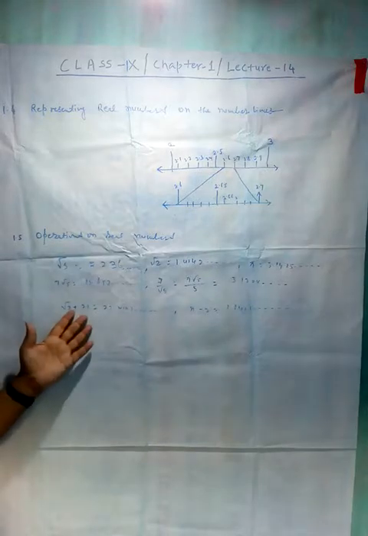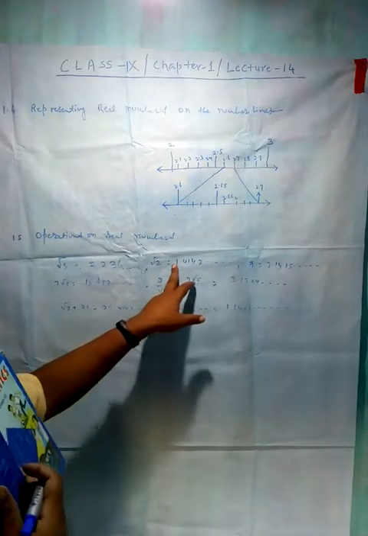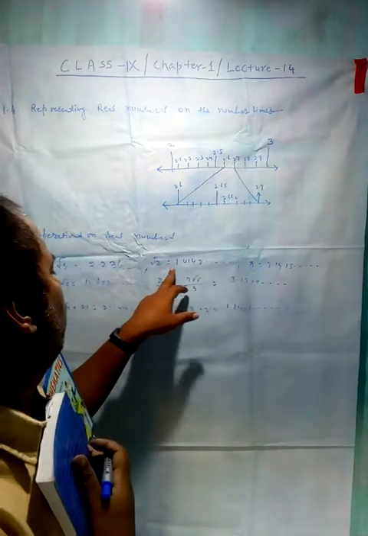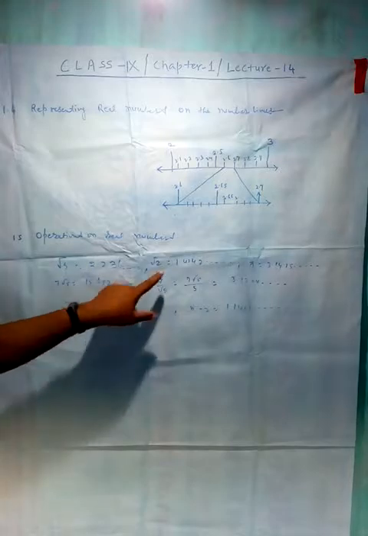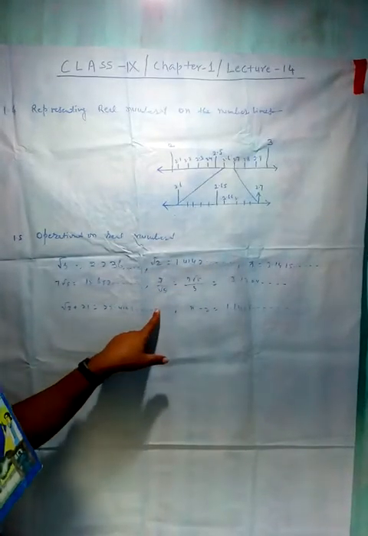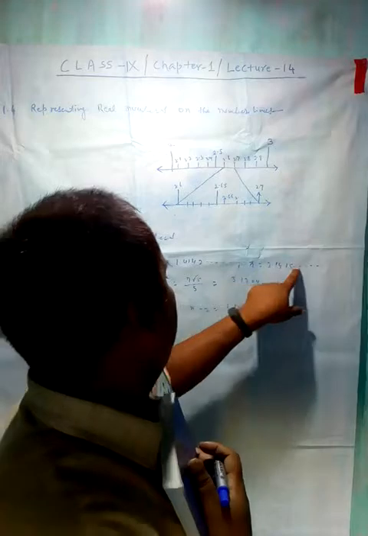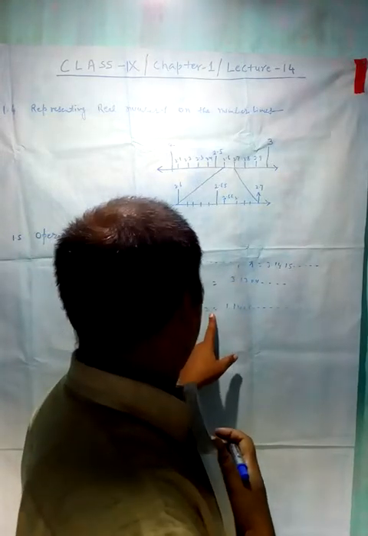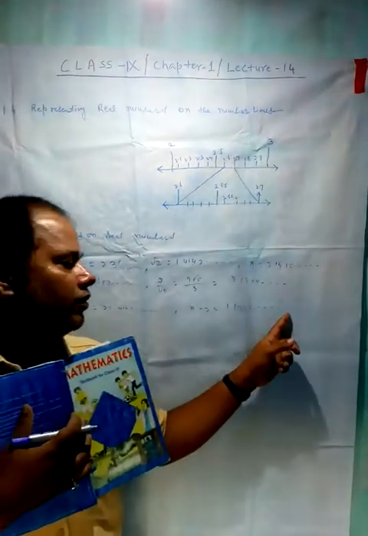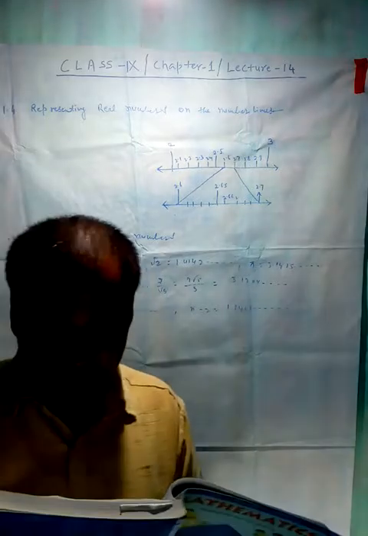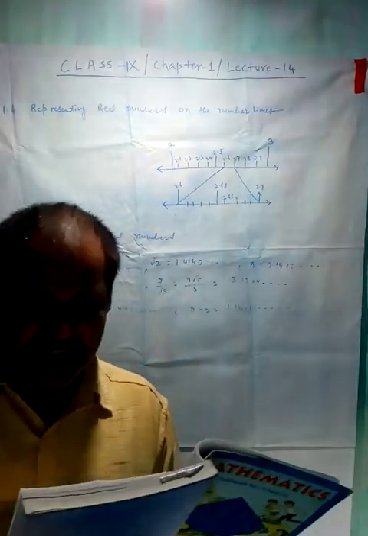Here, root 2 plus 21. Whatever the result of root 2 is, you just add 21. So it will be 22.4142... and so on. Similarly, here pi is given minus 2, so this result will be 1.1415..., non-terminating, non-repeating. So all these are non-terminating, non-recurring decimals. So all these are irrational numbers.